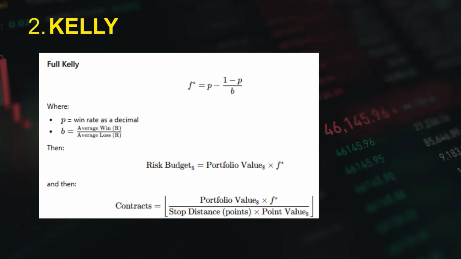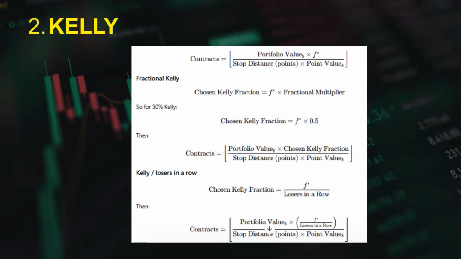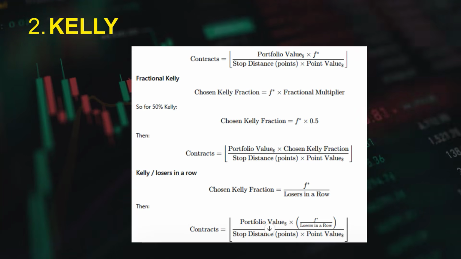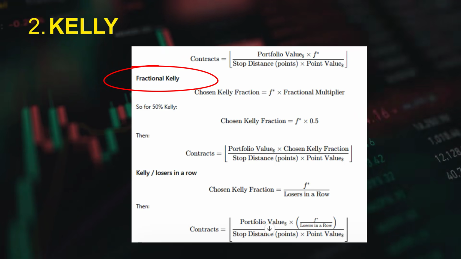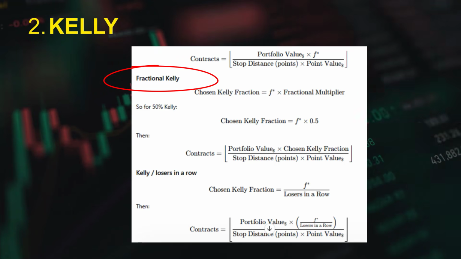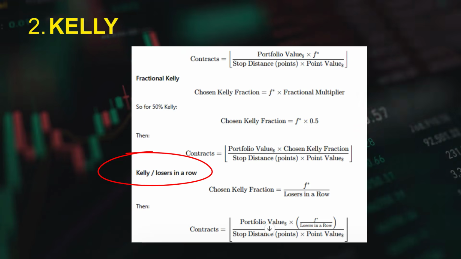So what we do is we use different methods like fractional Kelly, or an approach like losers in a row. We're going to take a look at those. And really what these two versions are doing is just taking the full version and dividing it by a factor. The fractional one is divided by 2, 4, 8, very popular, but I like to use the losers in a row methodology because I've done backtests.